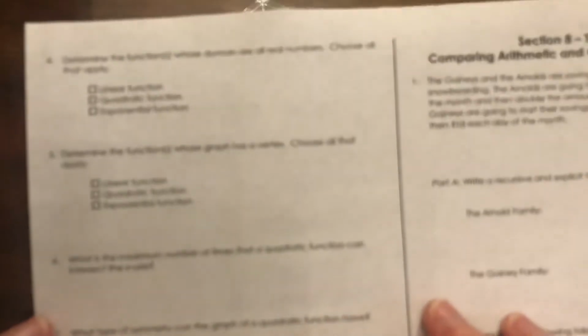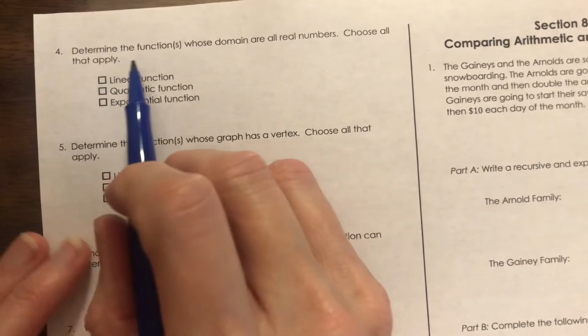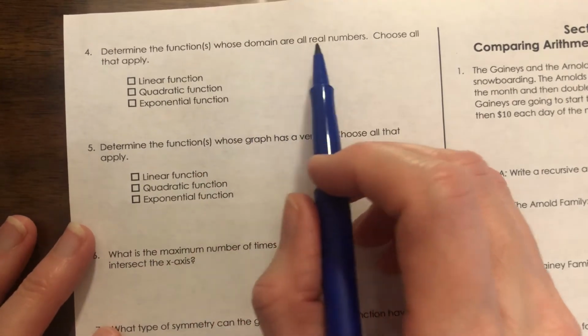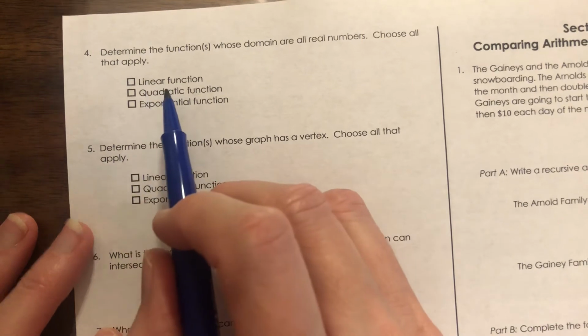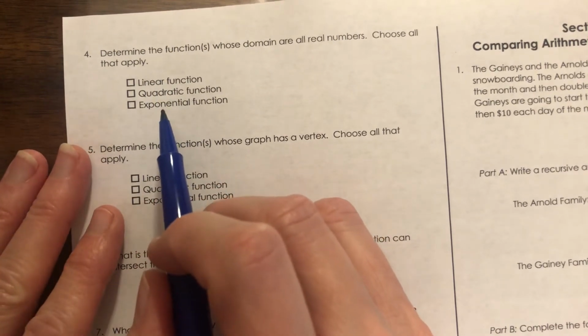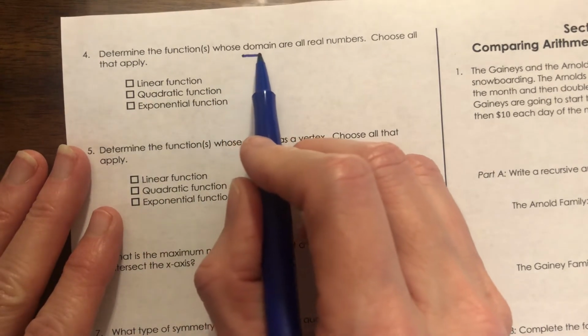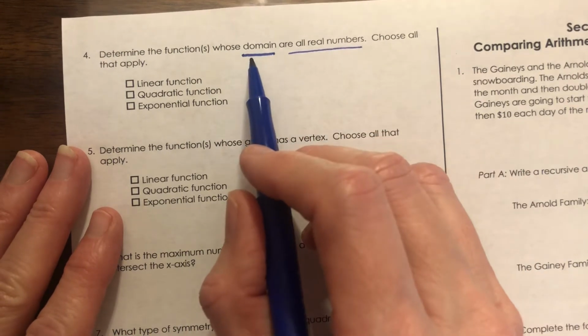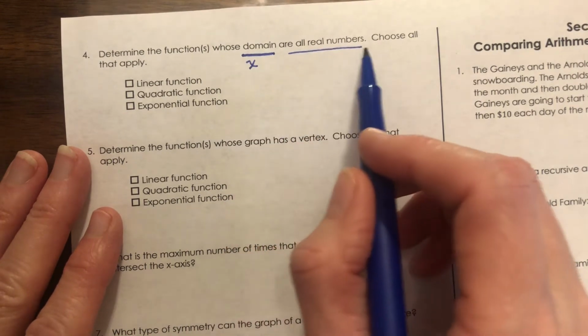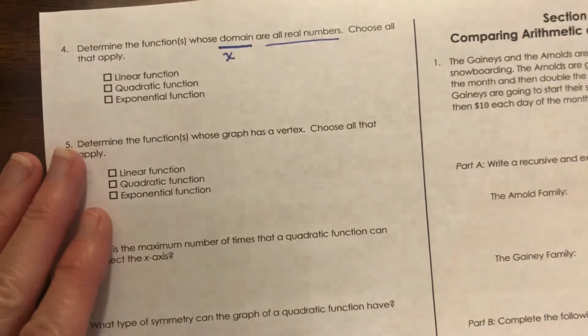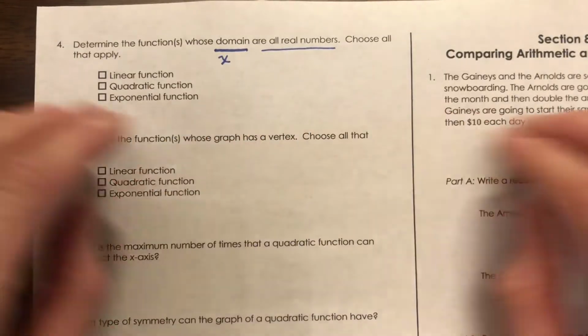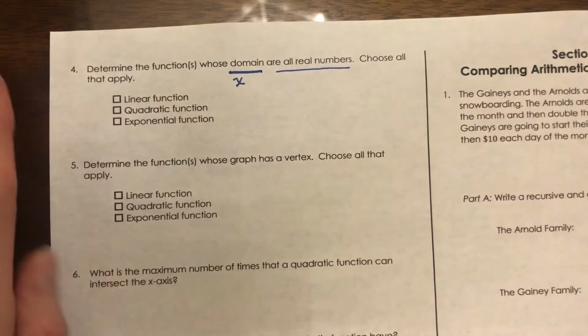All right, turn the page. Determine the function whose domain are all real numbers. Choose all that apply. All right, so for linear, quadratic, and exponential, which ones have a domain that are all real numbers, meaning your x values could be anything. So remember when we did domain and range, we did the blue foldable activity. This is domain. This is my domain, the x-axis. Which ones can exist anywhere along the x-axis?